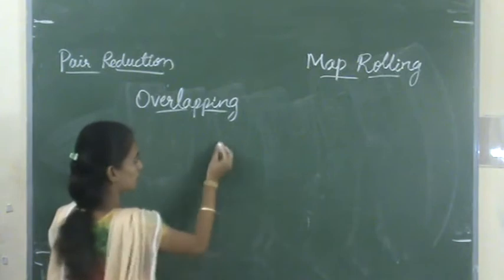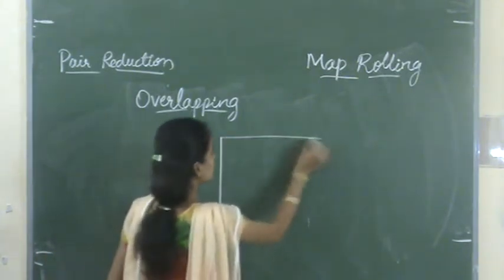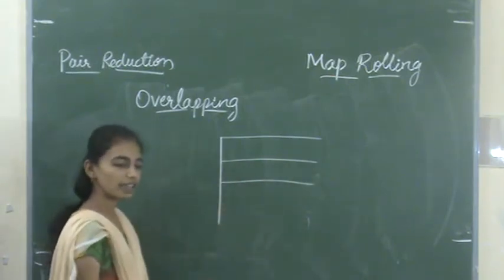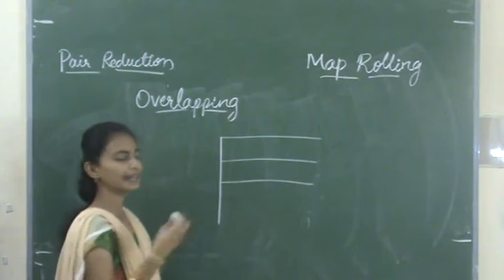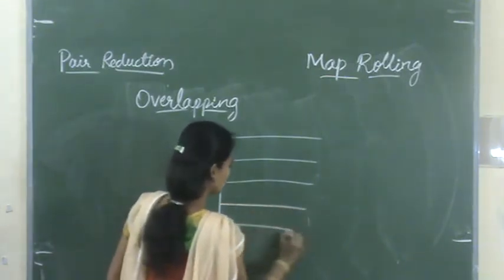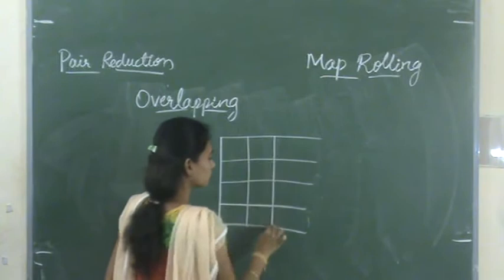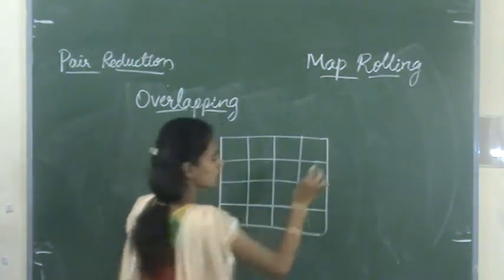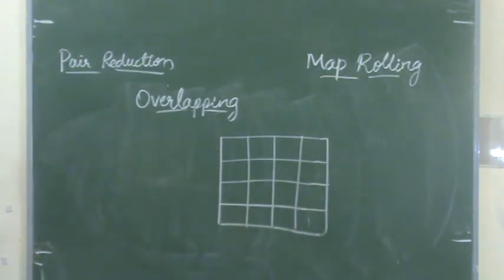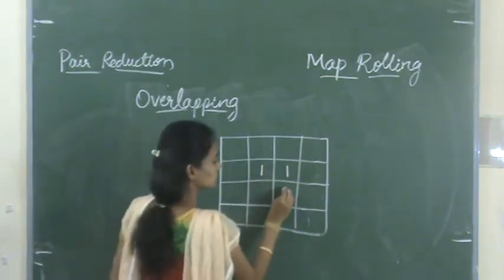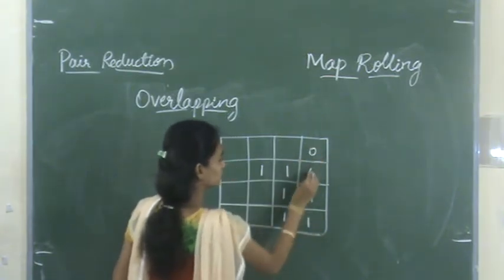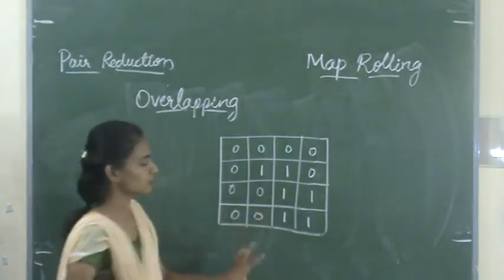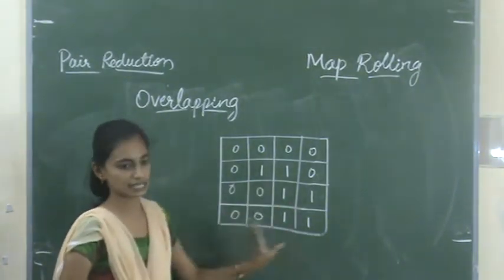Next we have overlapping. So what is this overlapping? As the name says, we are encircling the same ones again and again. So that we call overlapping. Suppose take this as an example. Suppose you have values like this. You have ones like this, adjacent ones.